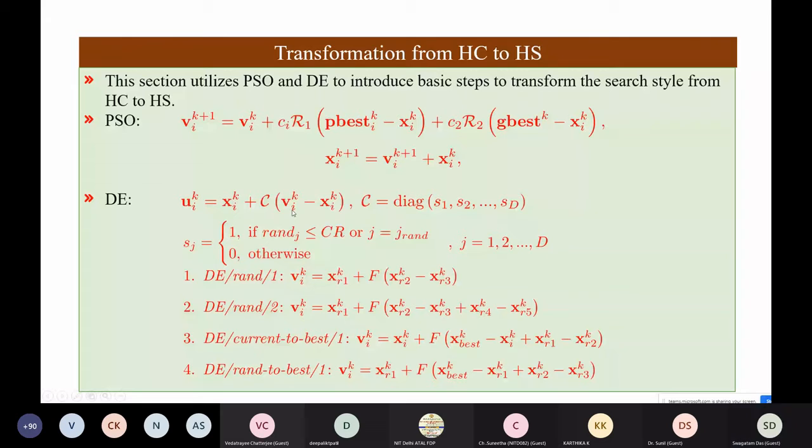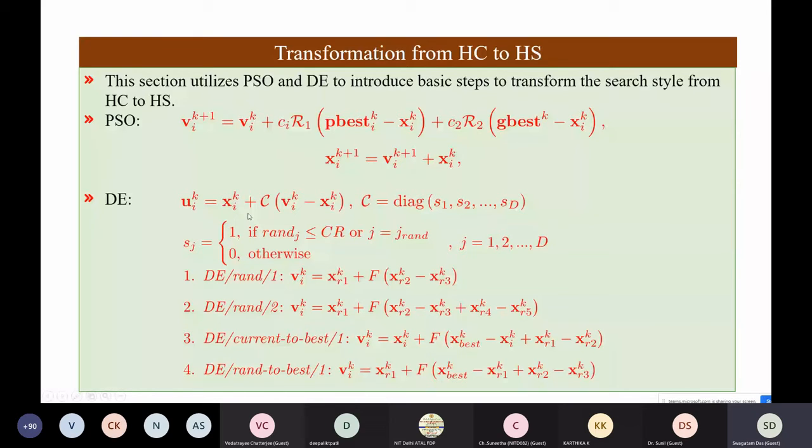This essentially means Ui is such a vector where every component can be either the corresponding component of xi or that from vi. Why is it so? Because if this random number is less than or equal to CR, the crossover rate of DE, then that Sj is 1. If Sj is 1, then this is like x plus b minus x, that is v, because that component of C is 1. Otherwise, if Sj is 0, then it is simply x. So it's a combined expression.